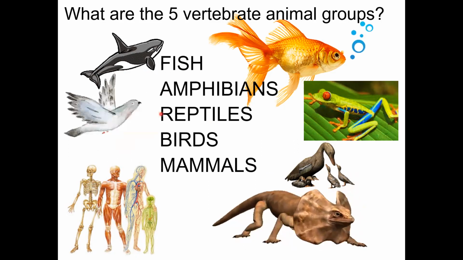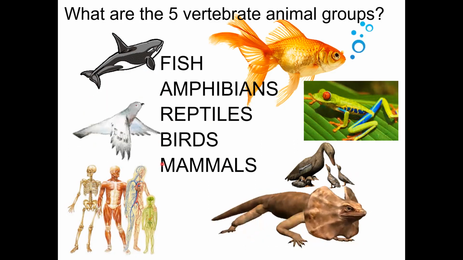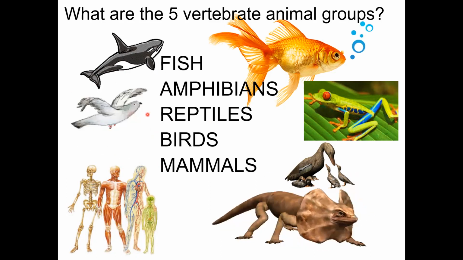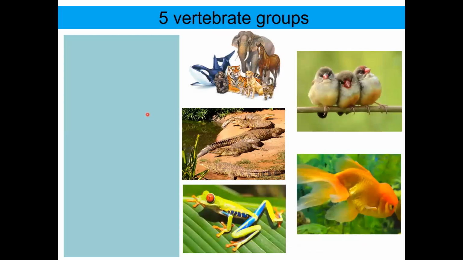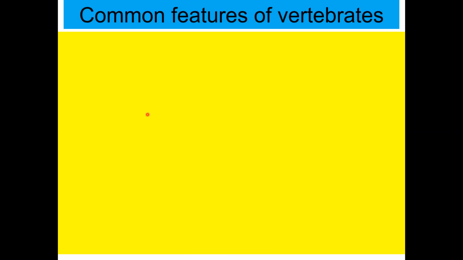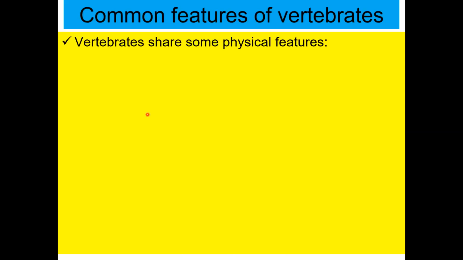Fish, amphibians, reptiles, birds, and mammals, all these 5 are included in the vertebrates category. So the mammals, birds, reptiles, amphibians, and fish. Here are some common features for these. You can have the screenshot at the end.